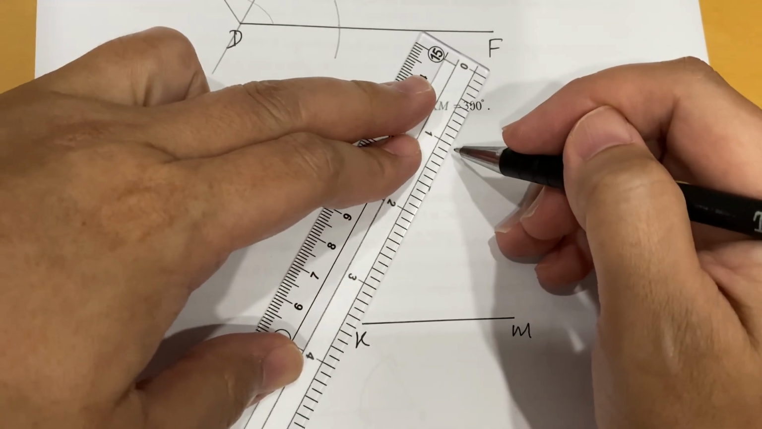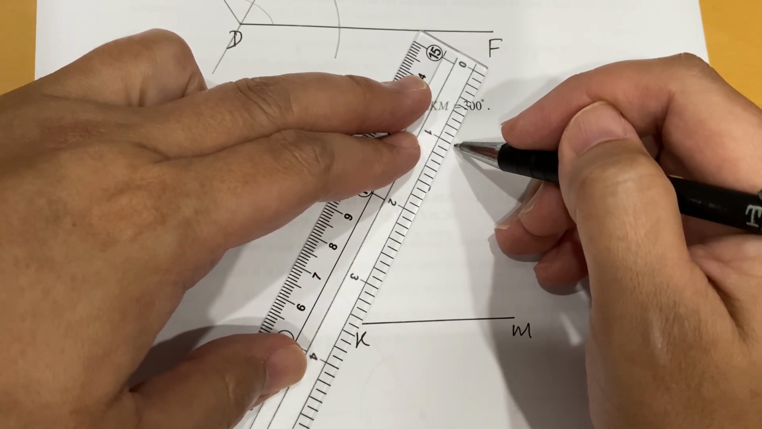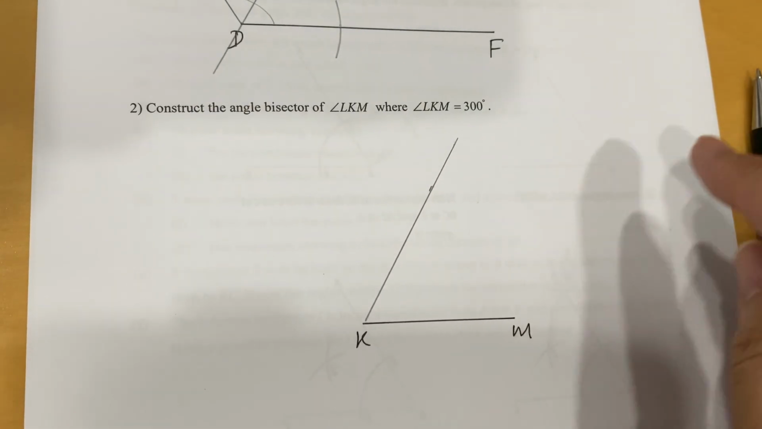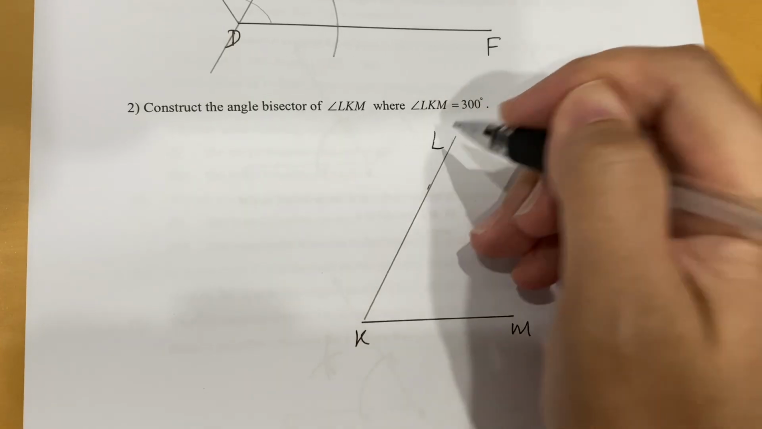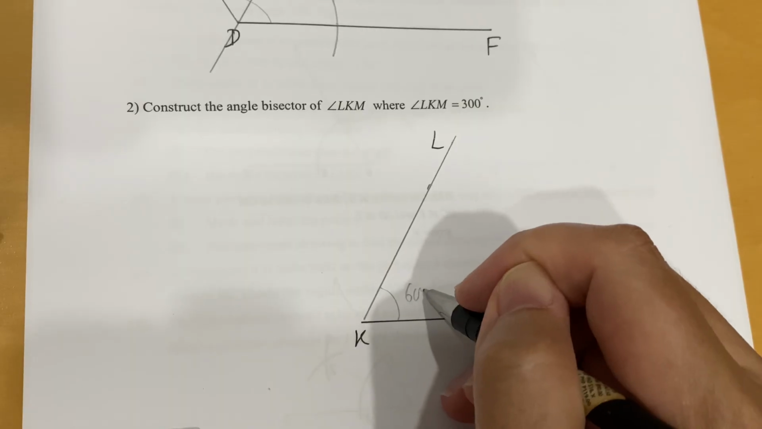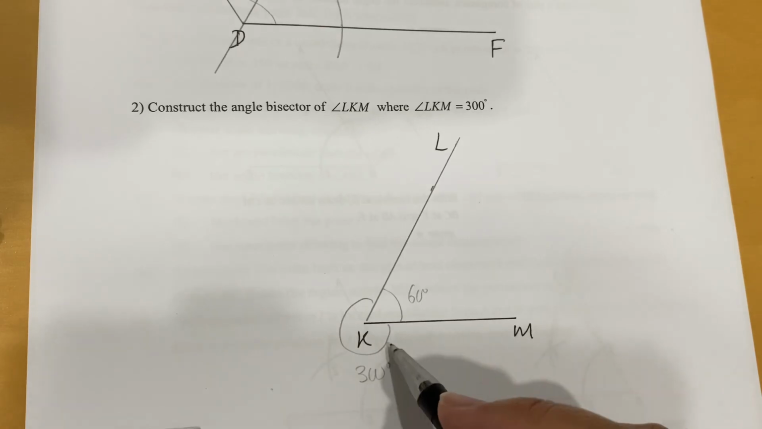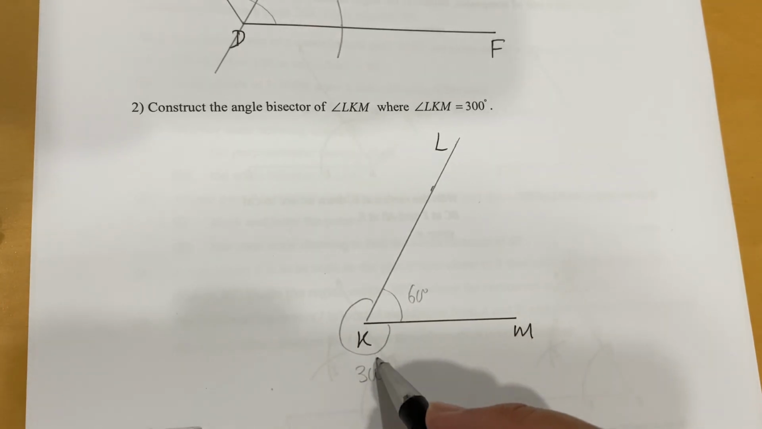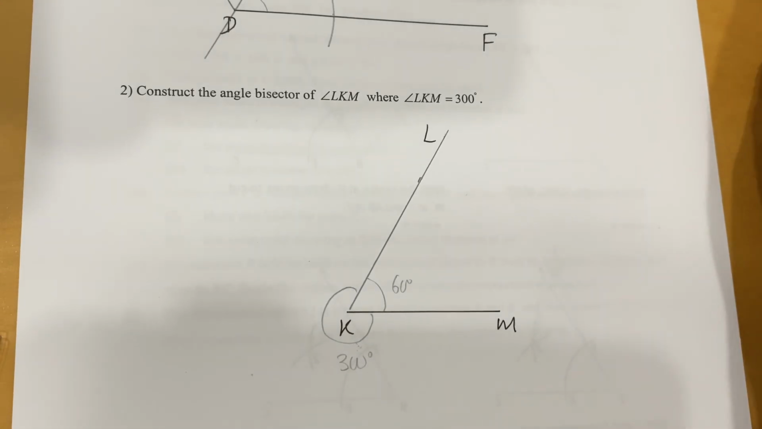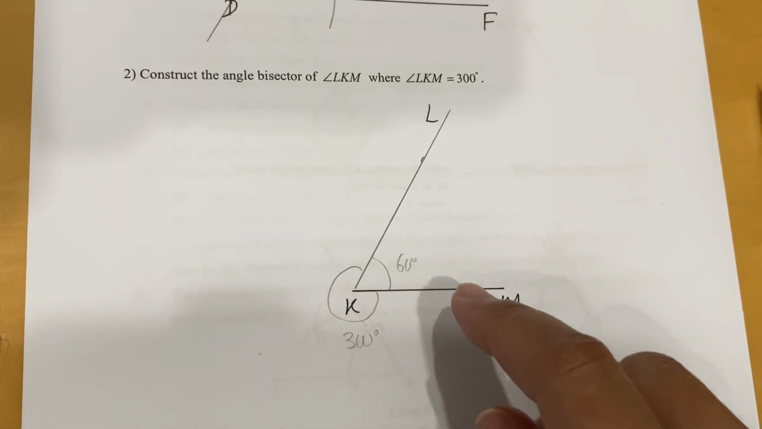A protractor can reach only 180. That's why I cannot go measure 300. So I measure 60 degree. Random length. Then I call this L, somewhere here. So if this is 60, naturally this will be 300, right? They want the angle bisector of LKM where LKM is 300. This question is not easy. Not the usual question that we always do. So how to draw an angle bisector of this angle?